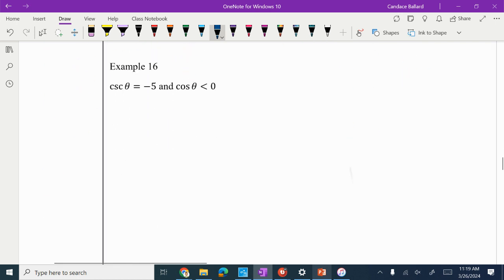Okay, let's try this one. So they start getting a little trickier. Okay, so I gave you one that was pretty easy together. So let's start the process the same. Okay, let's try to figure out what quadrant we're in.